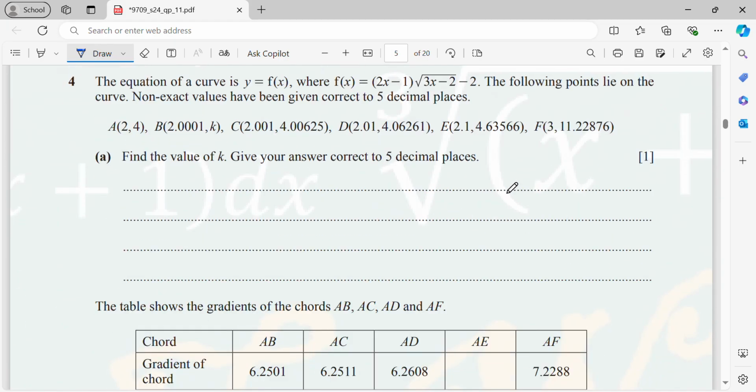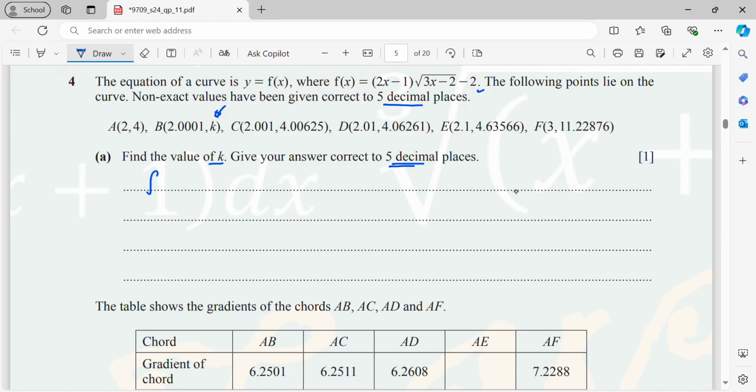Okay, now for question number 4. The equation of a curve is y equals f of x, where f of x is given by this expression. The following points lie on the curve. Non-exact values have been given correct to 5 decimal places. So find the value of k. Give your answer correct to 5 decimal places. Your k is the y coordinate of the point B.